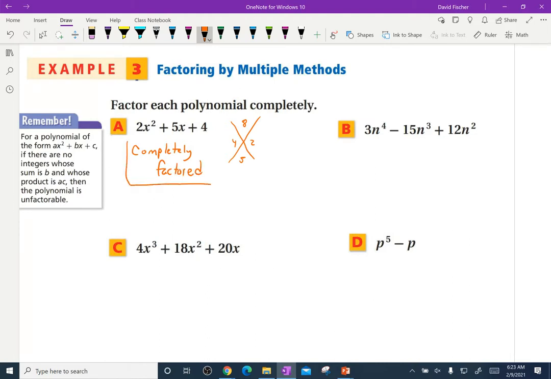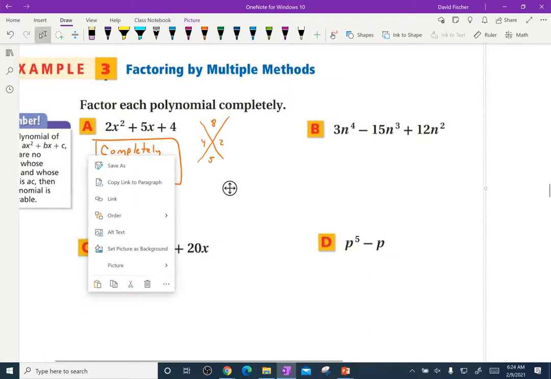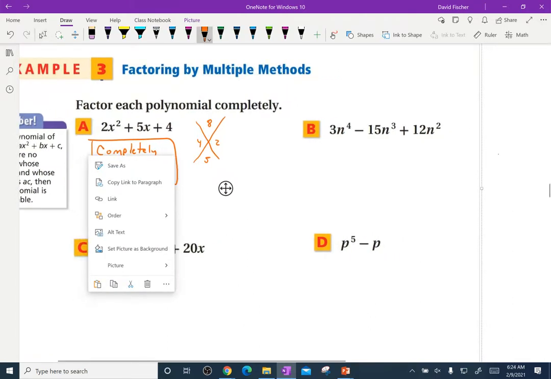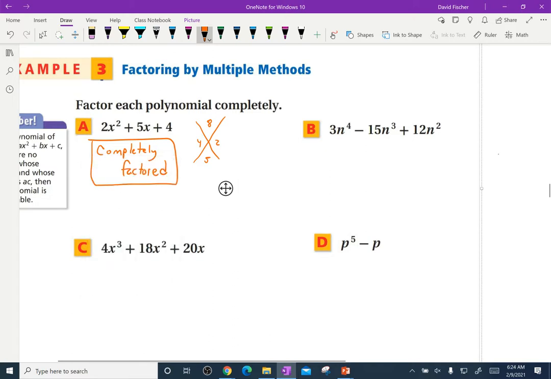Let's go over and look at this one. Is there anything I can take out all the way across? They're in order, degree of 4, degree of 3, and degree of 2, but I can take a 3 out. So let's take a 3 out. I got n's in all of them, so I can take at least one n. My smallest exponent is a 2. So now let's see what's left. Going over here.